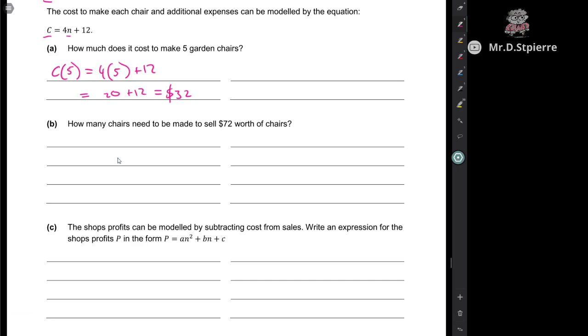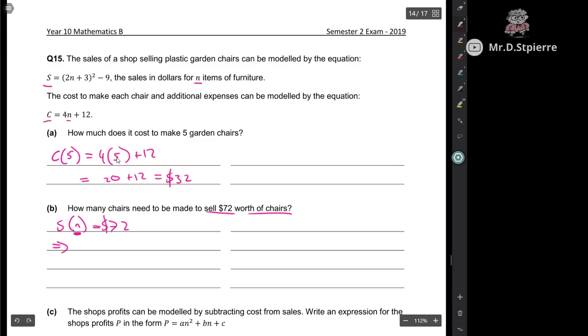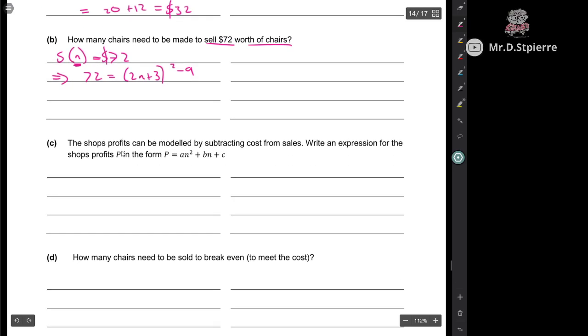How many chairs need to be made to sell $72 worth of chairs? So we're trying to find n, how many chairs we need so that we get $72 in sales. We just substitute that into our S equation. So we get 72 is equal to (2n plus 3) all squared minus 9. Add the 9 to 72, that gives us 81 is equal to (2n plus 3) all squared.